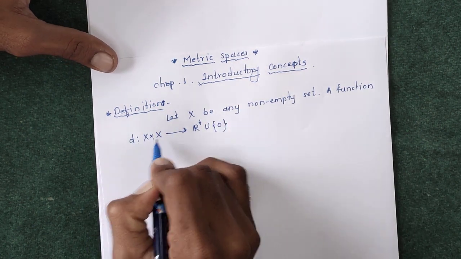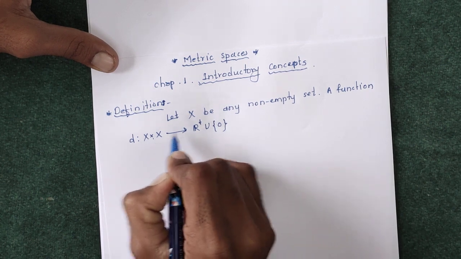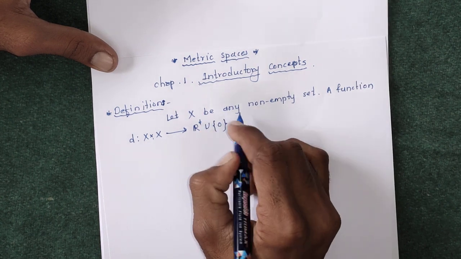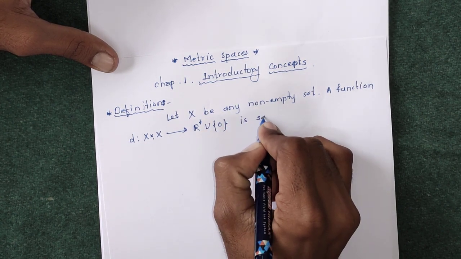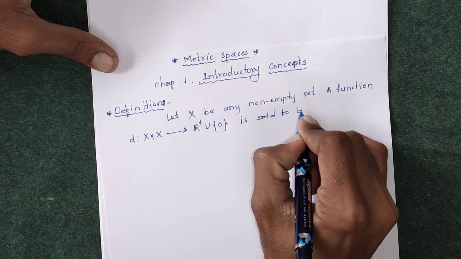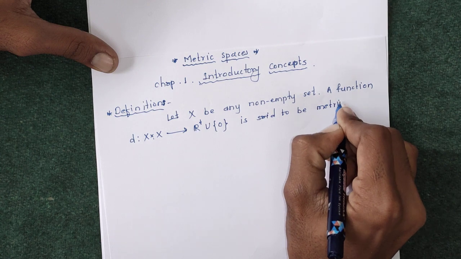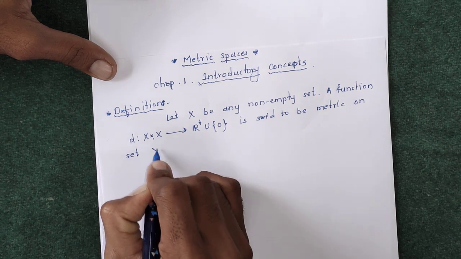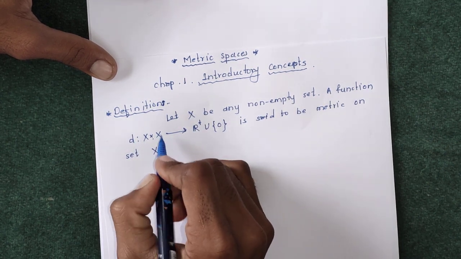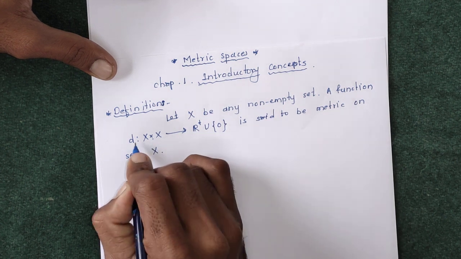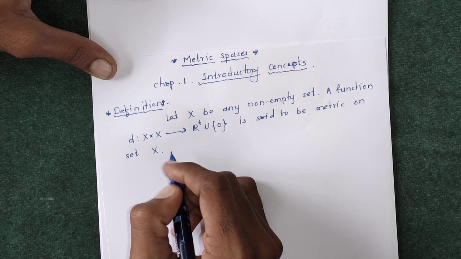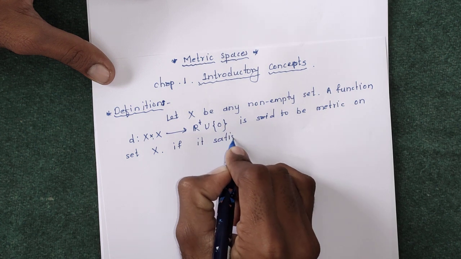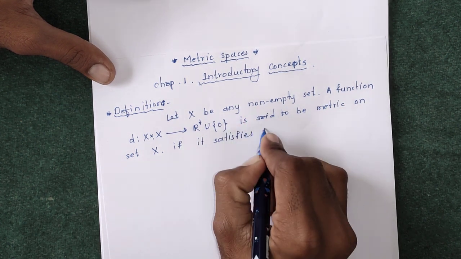This function d is defined on the cross product of this set X, that is X cross X, to R plus union singleton 0. This function is said to be a metric on the set X if this function satisfies the following three properties.